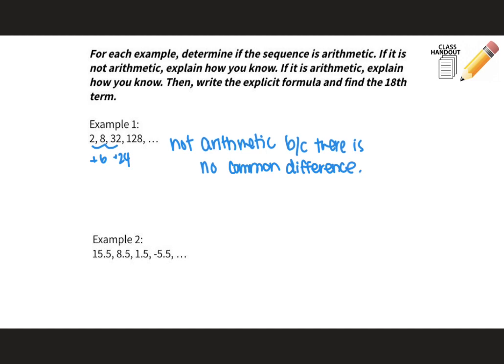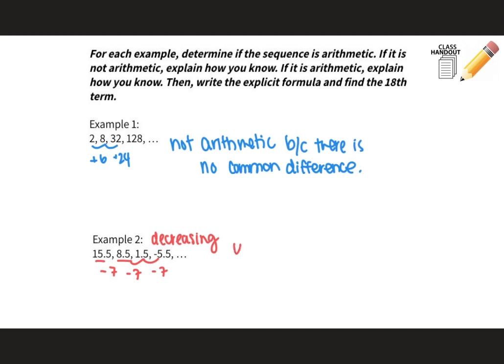All right, let's look at example 2. So 15.5, 8.5, 1.5, minus 5.5. So in this case, it looks like it's decreasing. And to figure out how much it's decreasing by, we can subtract our first numbers. So 15.5 minus 8.5, it's going down by 7, so minus 7. So now let's see if the same pattern follows for the next one. If we do 8.5 minus 7, we get 1.5. So far we have a common difference. Let's just check one more time. 1.5 minus 7 gives me negative 5.5.